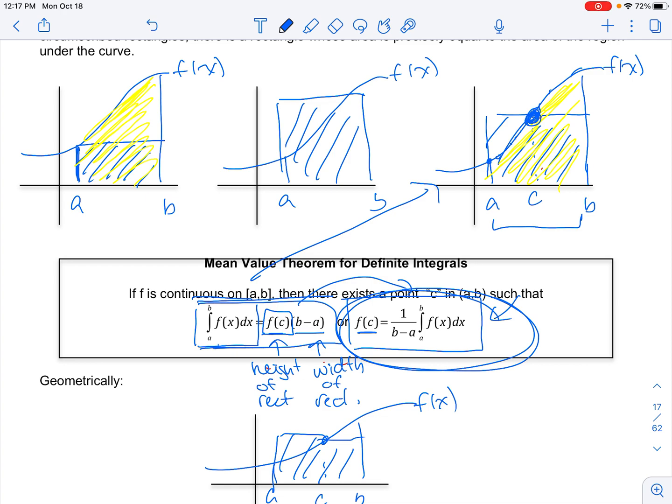And think back about how you find the average. We add up a bunch of stuff, divide by how many things you have, and that's really what's happening here. That definite integral, it's a Riemann sum. You're adding up a whole bunch of stuff, and really you are dividing by that interval. So that's how we get that average.